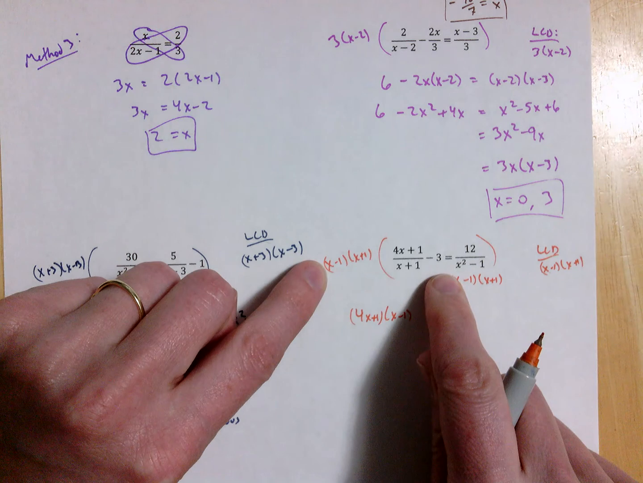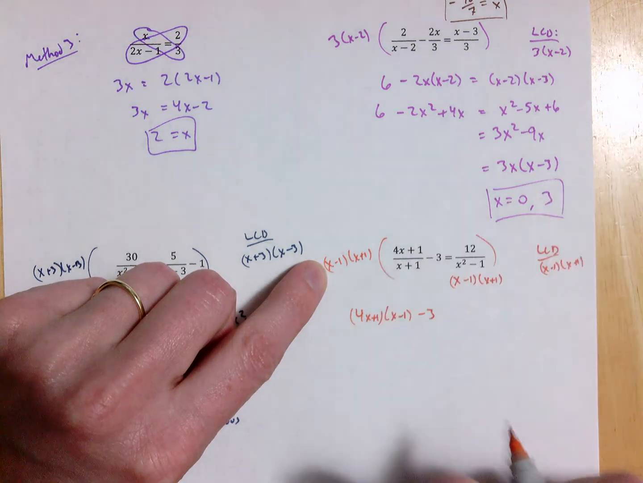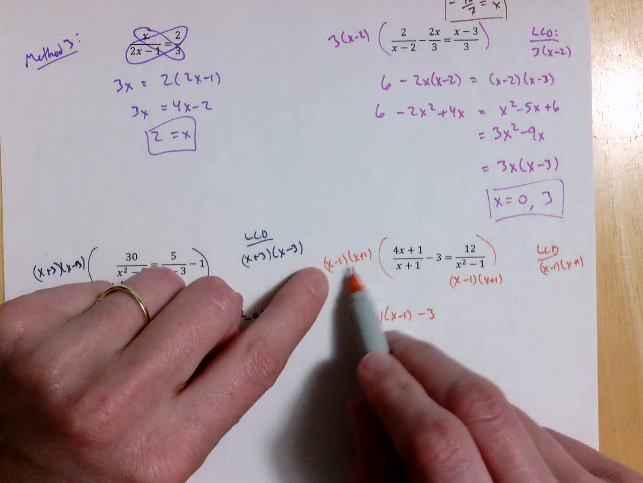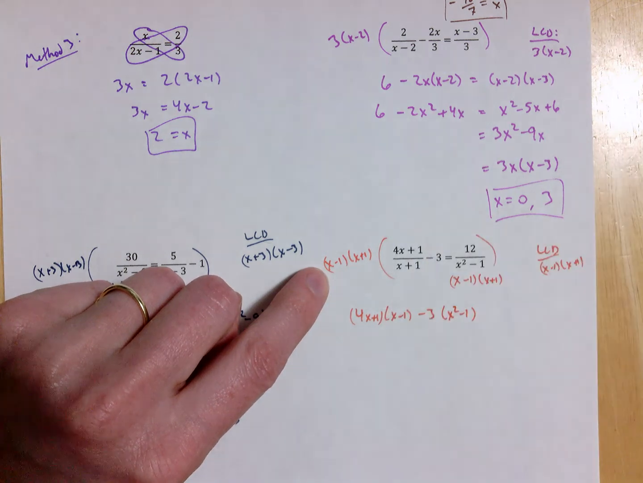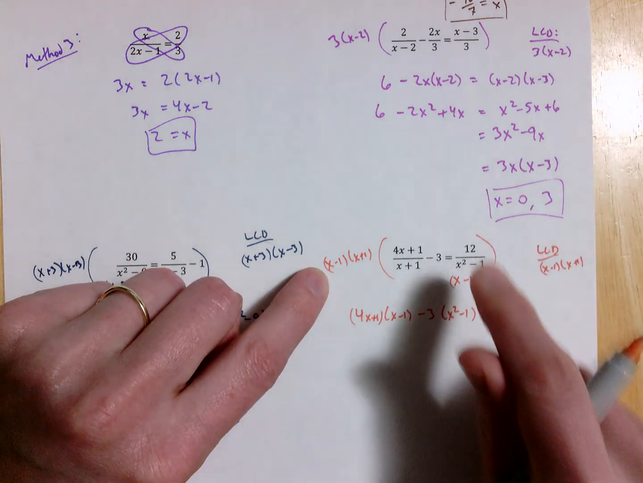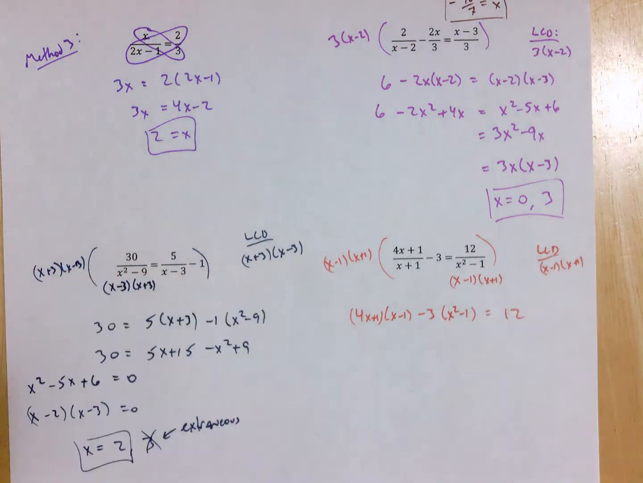This guy, nothing cancels, blah. But again, I know that this multiplies to x squared minus 1, so I'm just going to go ahead and write x squared minus 1. And then equals the 12, everything's going to cancel. It'll just leave me with the 12. Excellent. Clean this up a bit.